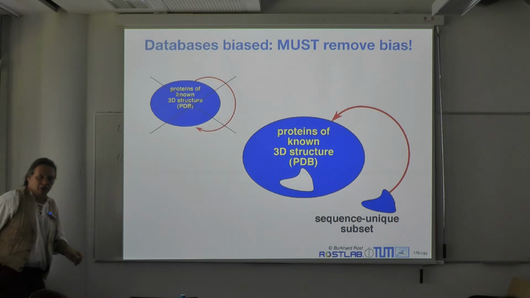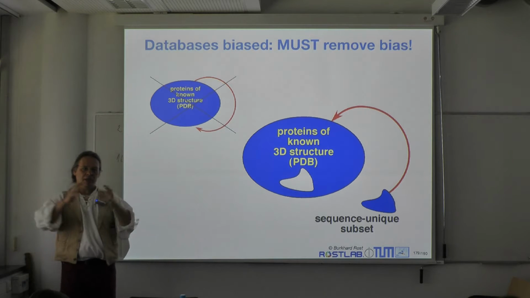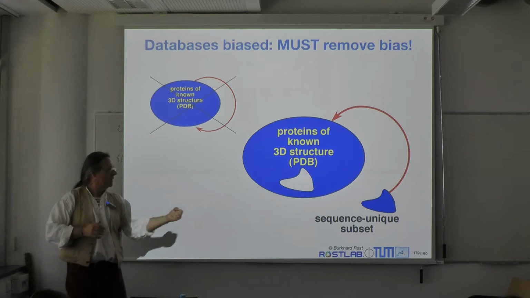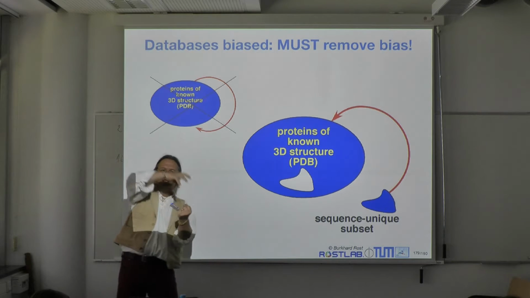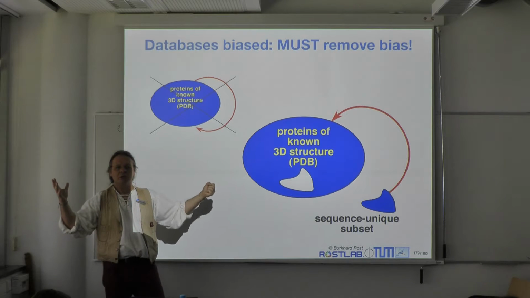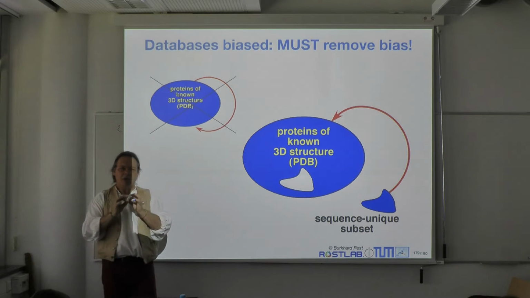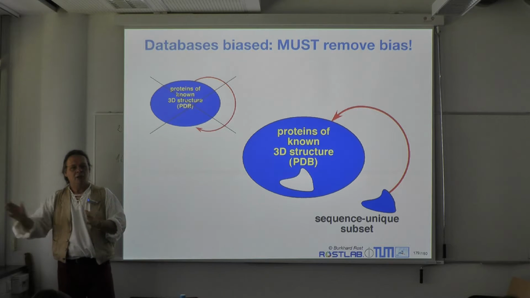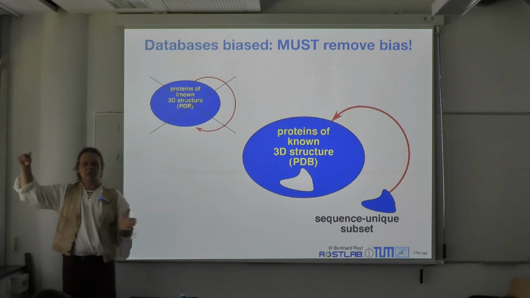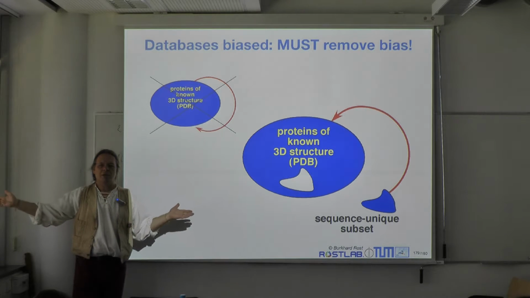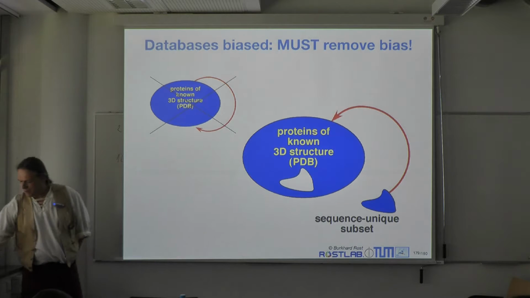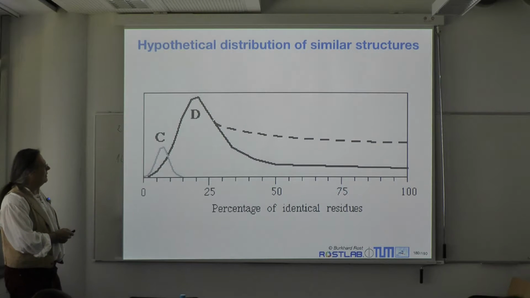Okay? So what I'm going to do now is a 3D superposition of all the proteins in the PDB. I'll take a sequence unique subset here, and I'm going to 3D structure superpose everything in the PDB to that sequence unique subset. And then I'm going to ask for everything that is clearly similar in structure, what's the level of sequence identity? Okay? And I'm going to see a distribution. How is that going to look? It could look like this.